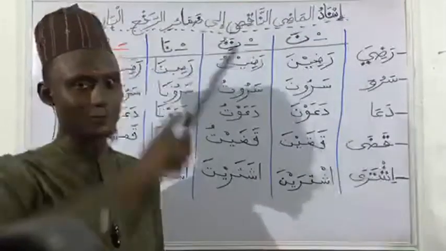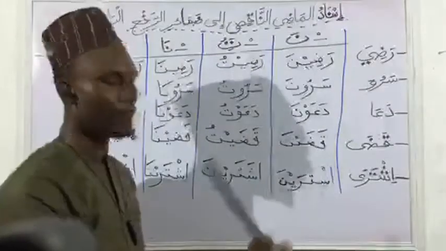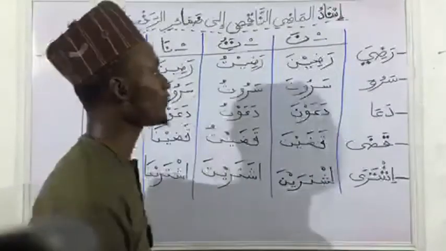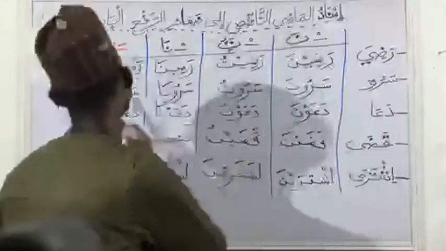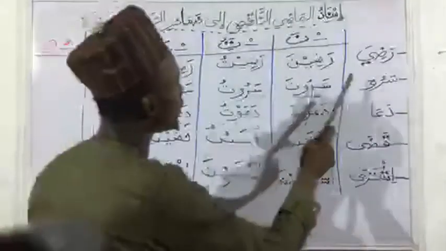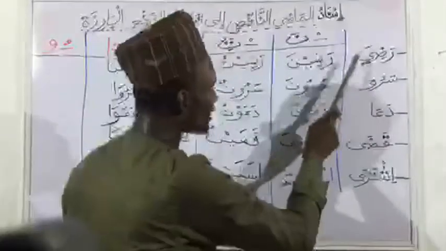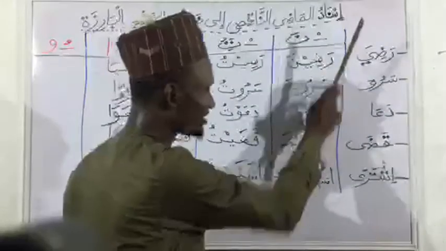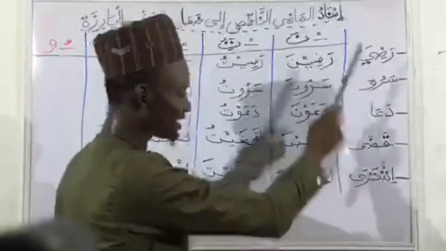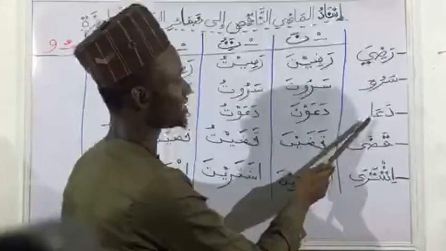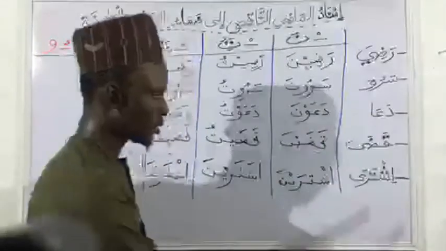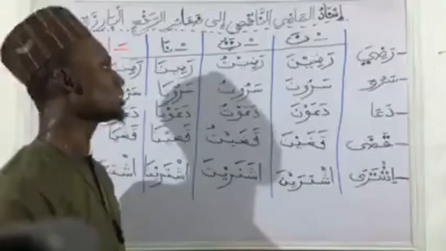The weak alphabet must be erased. We must eliminate the weak alphabet. So say, for example, I want to add Wawu Jama to Rodia. This Yao that is ending, what must happen to it? It must disappear. This Wawu that is there must disappear. The Alif that is there must also disappear. All the weak letters must be erased when we are adding Wawu Jama to it.